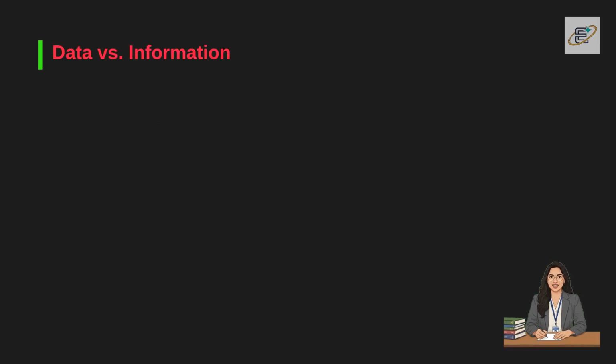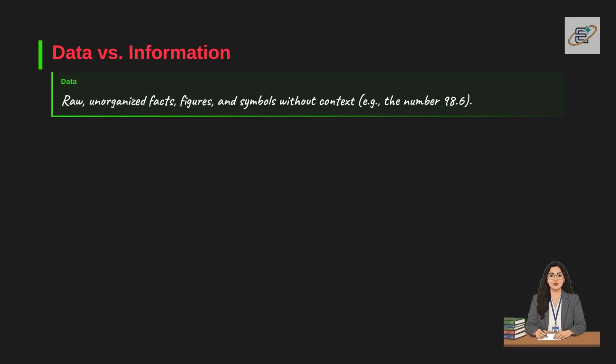Before we analyze anything, we must establish a clear distinction between two terms people often mix up: data and information. Let us start with data. Data refers to raw, unorganized facts, figures, and symbols. Think of data as raw building blocks. If I give you the number 98.6, that is data. It is meaningless on its own because it lacks context.